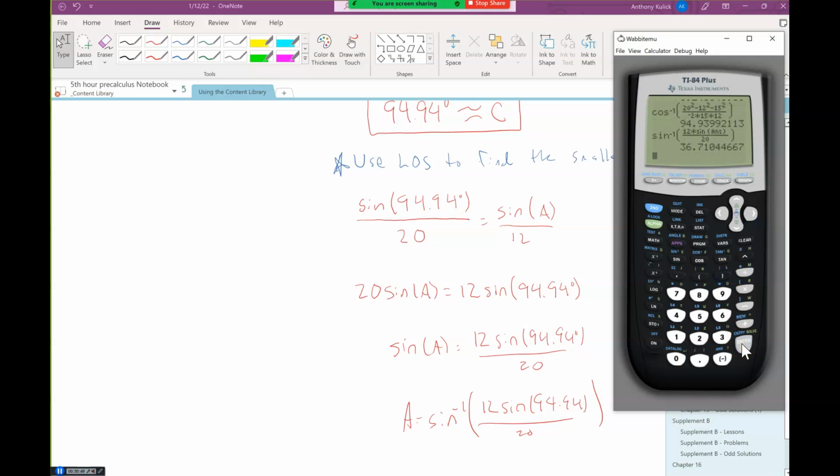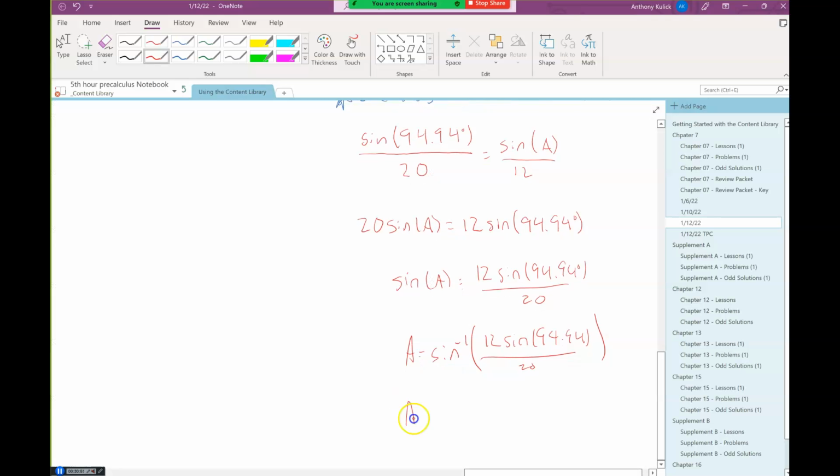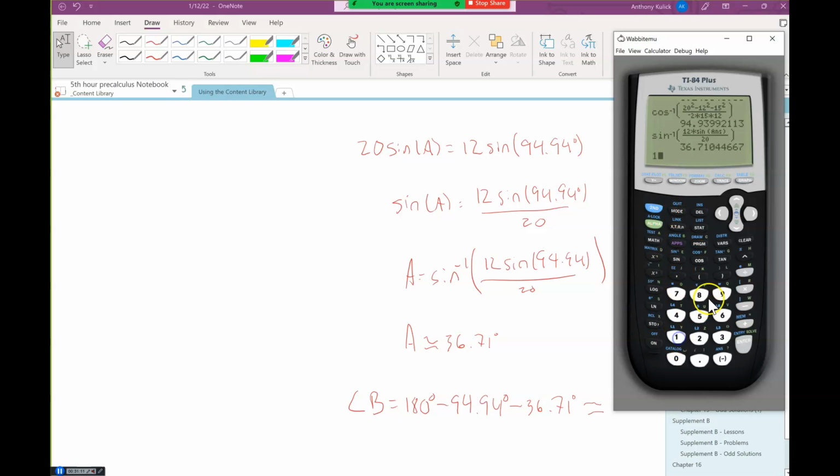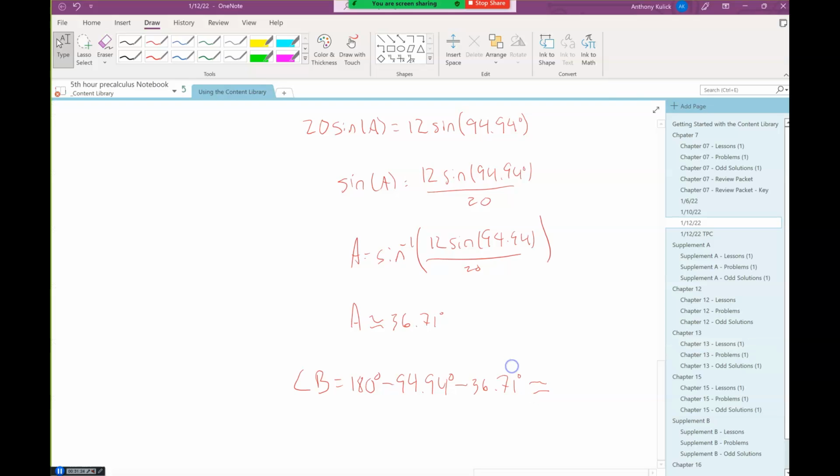So there I get 3671. And then angle B is pretty easy to get because I have two of the three angles. I can solve for that third one. So that's 4835 there.